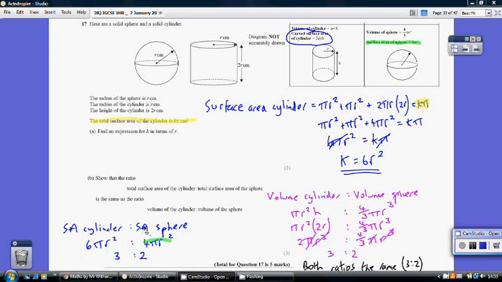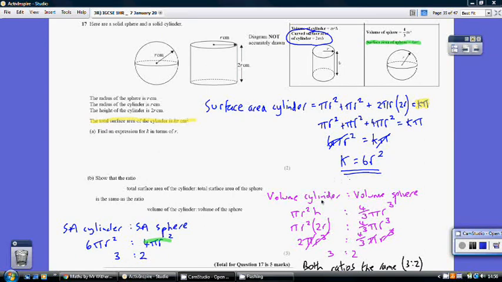Now the surface area of a sphere, straight from the formulas, is 4 pi r squared. So that's the ratio of the cylinder to the sphere surface areas, total surface areas. Divide through by pi and divide through by r squared. We're left with the ratio of 6 to 4, which simplifies to 3 to 2. So our surface area ratio is 3 to 2.